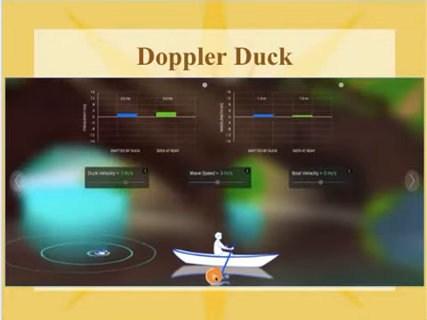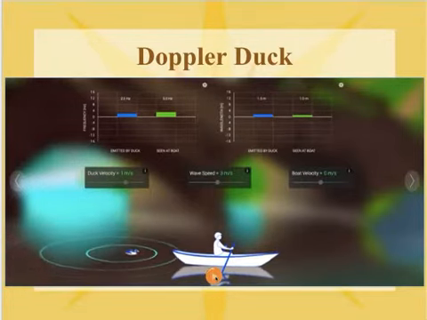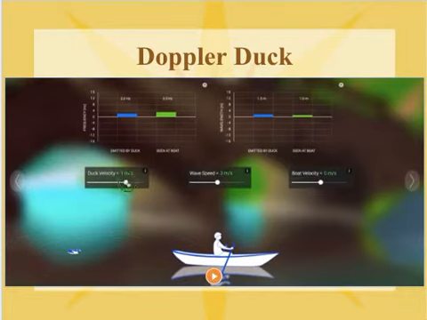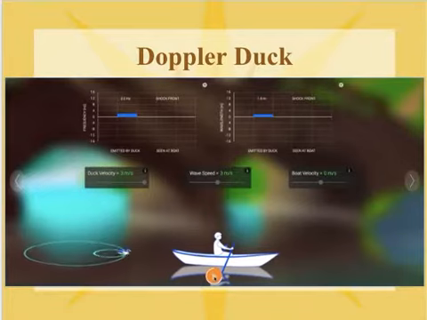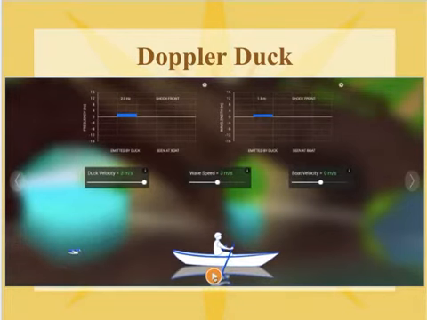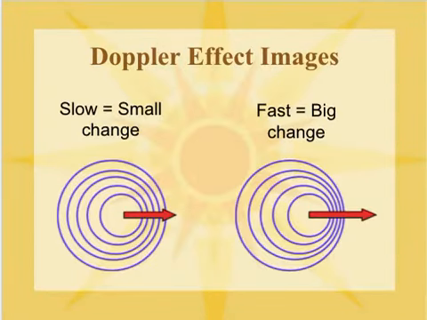If I slow the duck down, you'll notice it doesn't seem quite as severe. It's even hard to tell that it's stacking in front of the duck versus spreading out behind the duck. If I make the duck go really fast, you can really see it, because the duck makes a wake behind it. There's a spot to draw in your notes where you can draw those images.